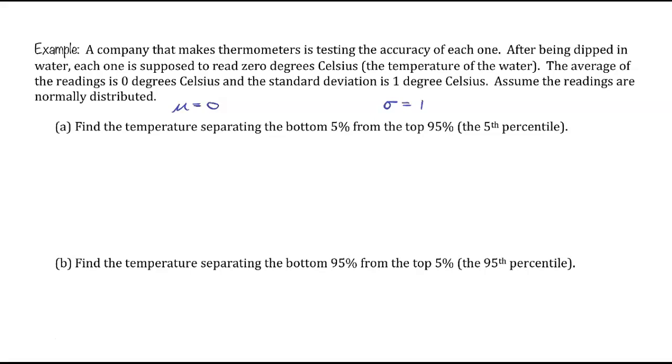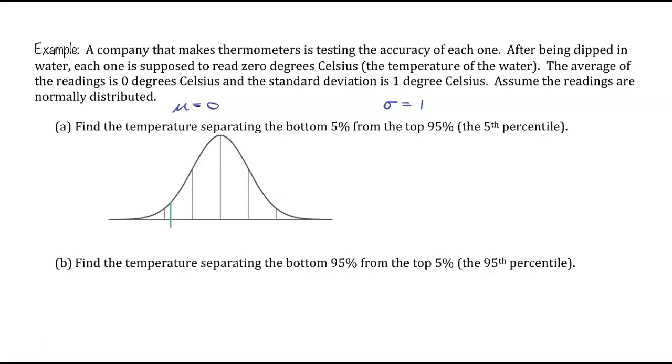We're going to also assume that the readings are normally distributed, and given that we have a mean of 0 and a standard deviation of 1, we know that this is a standard normal distribution. We're going to find the temperature that separates the bottom 5% from the top 95%. That's the equivalent of finding the 5th percentile. Let's start with our picture. We don't know exactly where the 5th percentile is yet, but we do know that it's pretty far over to the left, so I'll just sketch it here.